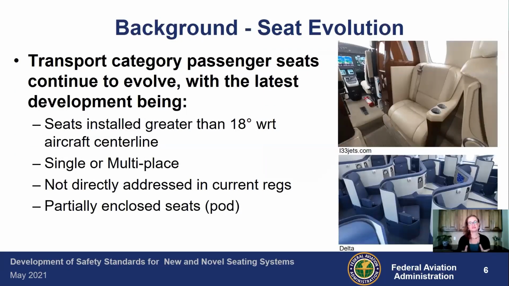So seats continue to evolve and will continue to evolve as we get new types of aircraft, in particular, maybe the electric vertical takeoff and landing vehicles. People are wanting to put in seats at different angles that are off axis compared to what's traditional. So based on the guidance, anything greater than 18 degrees with respect to aircraft centerline is actually considered a side-facing. It's not considered forward-facing. So we needed to address these new seats.